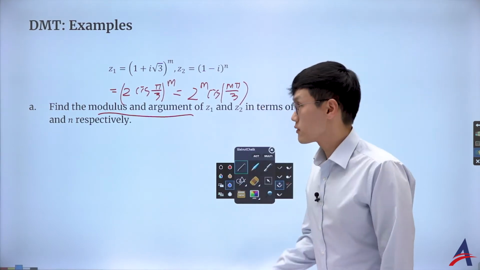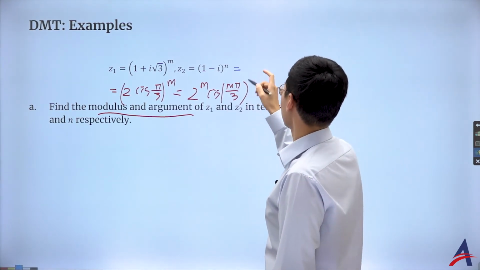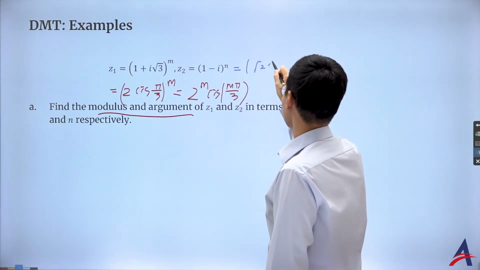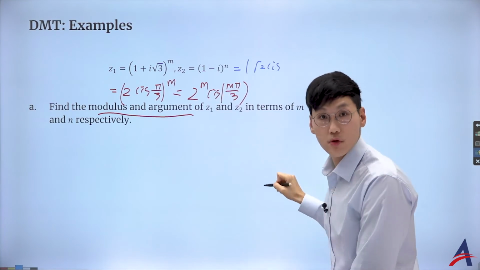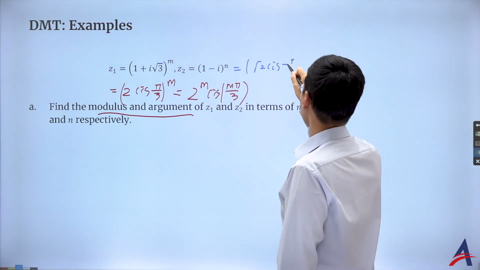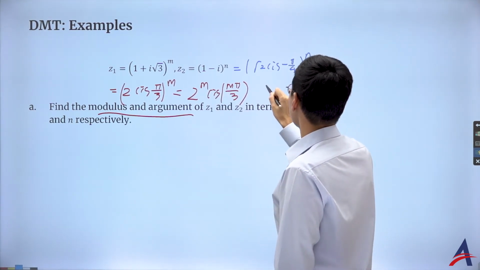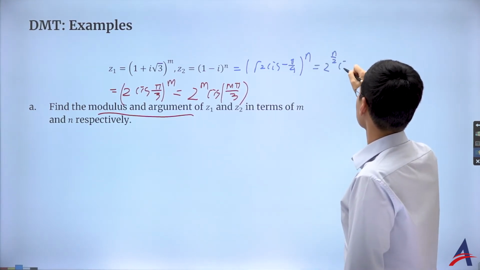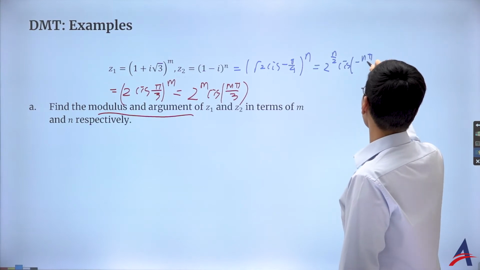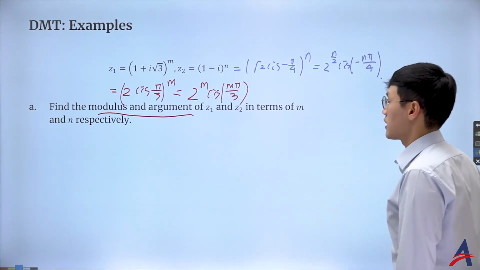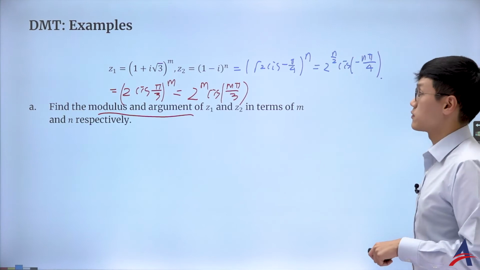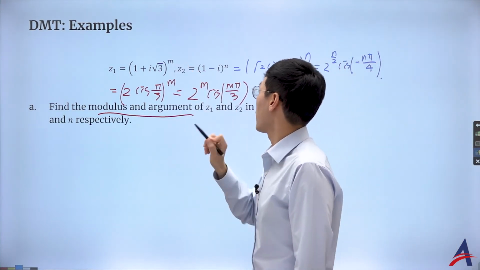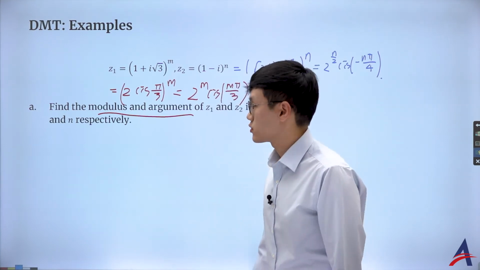And then for the second form, what are we going to do? The polar form here is going to be square root of 2 cis, and I put it into the fourth quadrant, so that's going to be negative pi over 4, to the power of n. So that is going to be 2 to the power of n over 2 cis negative n pi over 4. So that is my modulus argument form of each of them using the DMT. I want you to realize I put that power into the multiple of the argument.